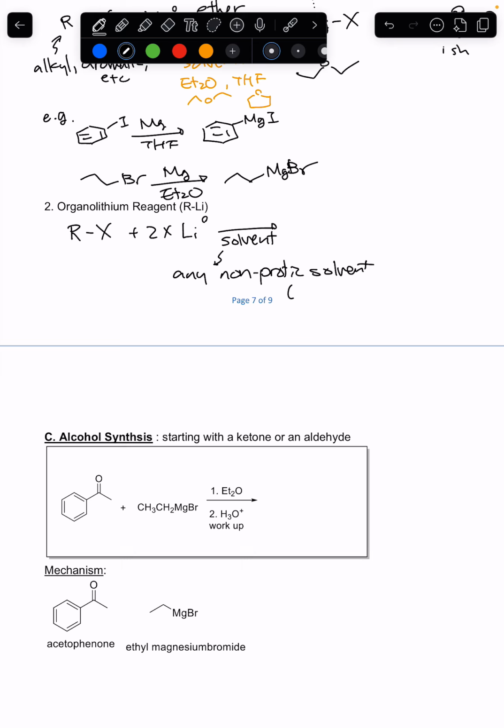It could even be like hexane, which is devoid of any functional groups. You could do this in ethers, but it's not very picky. And then you get organolithium reagent, and one lithium gets sort of sacrificed as becoming a salt with the halide, like this. So that's how you would make those guys if you need to make them.